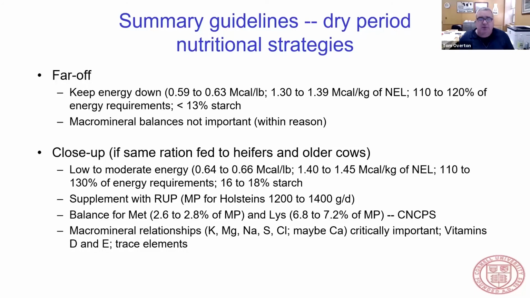Close up, again, I prefer low to moderate energy, especially if the same diet's fed to heifers and older cows. We're going to feed a little higher starch there. We're going to supplement with our bypass protein sources. You see the recommendation for metabolizable protein. We're balanced for the amino acids as well. The data certainly suggests production responses there. And again, we're really going to focus in on our macro mineral relationships there, our vitamins, and our trace elements.